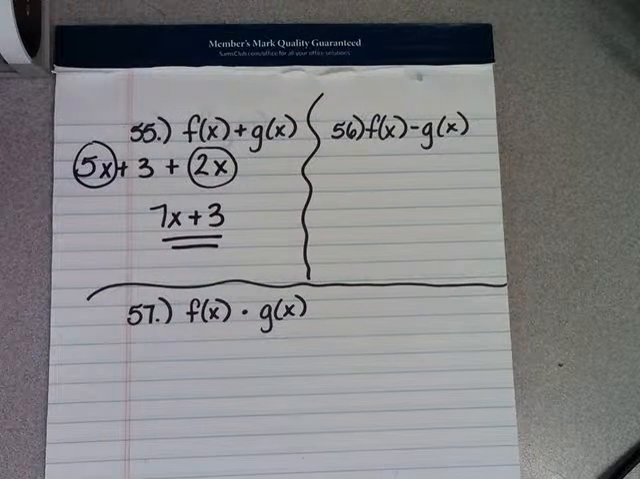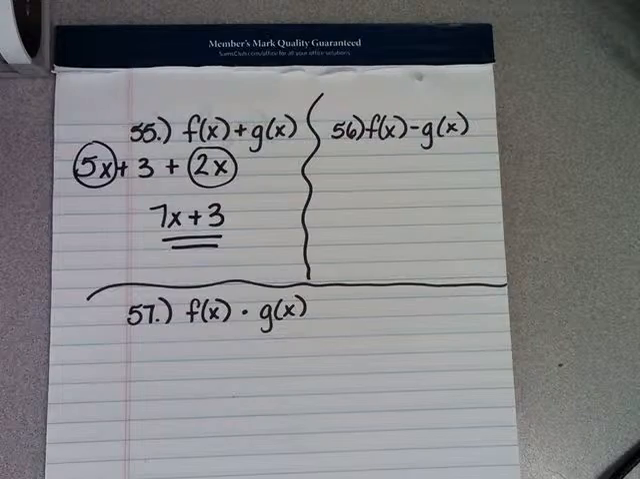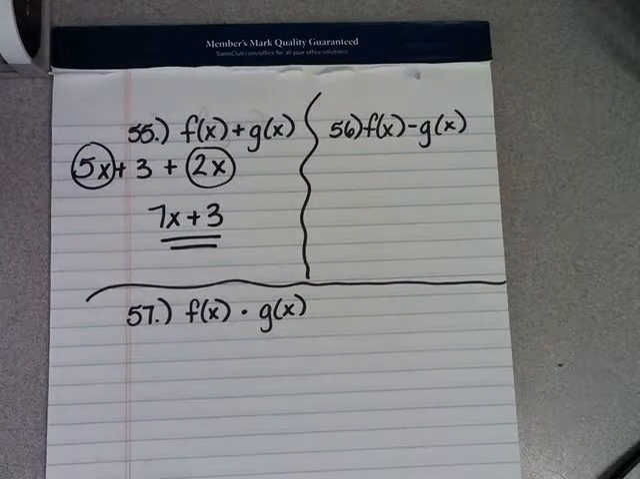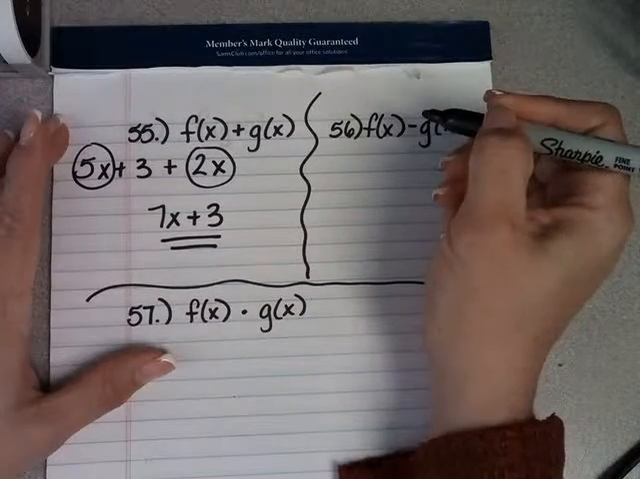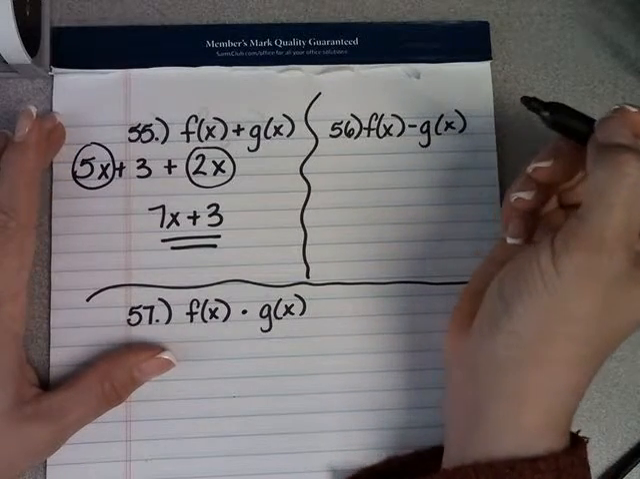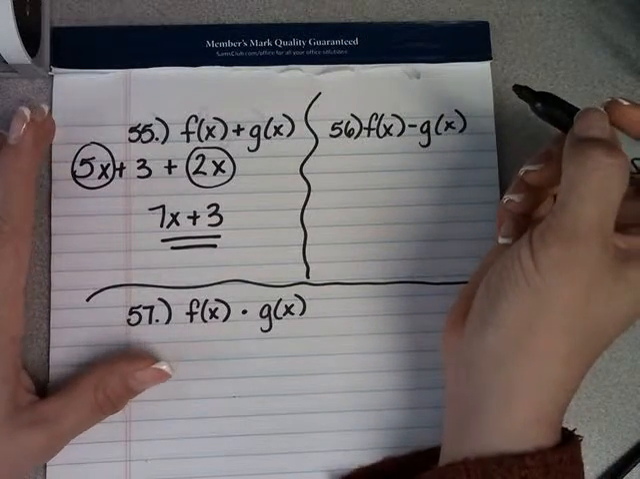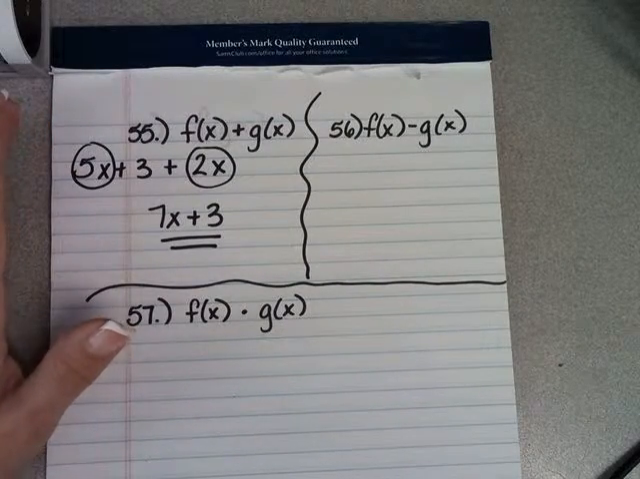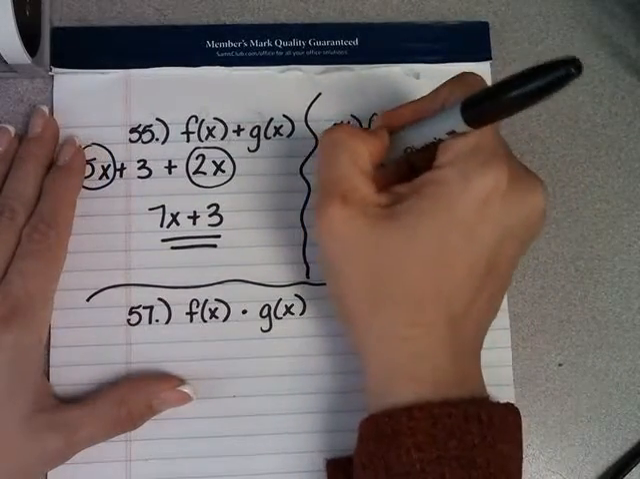Now 56, I need somebody else that hasn't talked. This says f of x minus g of x. Tell me what I'm going to write. You got to participate, y'all, because once I teach this stuff, I'm done teaching it. Go ahead, Michaela. 5x plus 3 minus 2x.